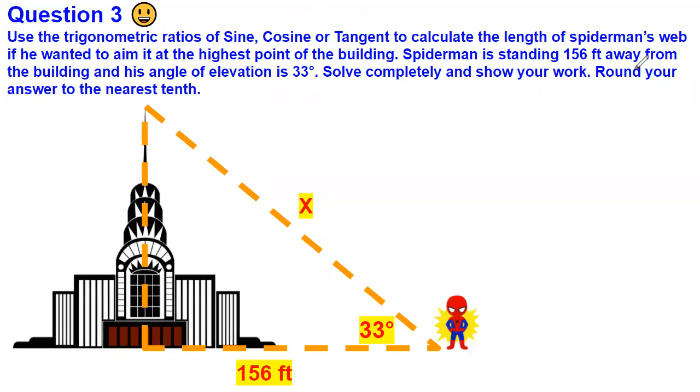All right. So from here, we're gonna go ahead and ask ourselves: Spider-Man is standing 156 feet away from the building, so let's say from the center of the building. His angle of elevation from where he's at, the floor, to the highest point of the building is 33 degrees. We're gonna solve completely and show our work, rounding to the nearest unit. All right, you guys okay?